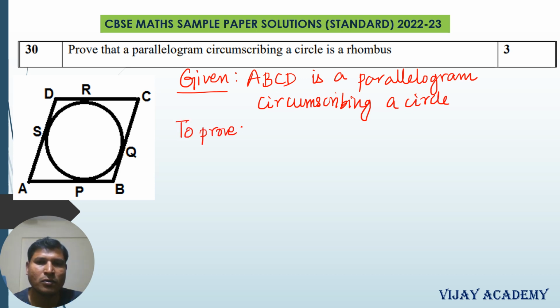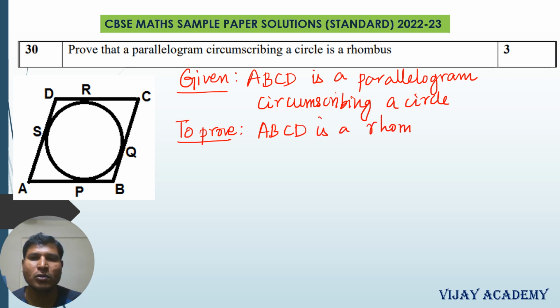So to prove a parallelogram is a rhombus, we have to prove that a pair of adjacent sides of the parallelogram are equal. If a pair of adjacent sides of a parallelogram are equal, then all sides will become equal. So we can say that it is a rhombus. So now we are supposed to prove that ABCD is a rhombus.